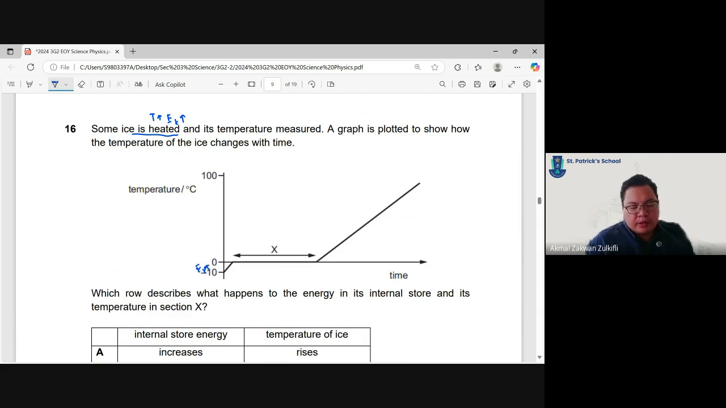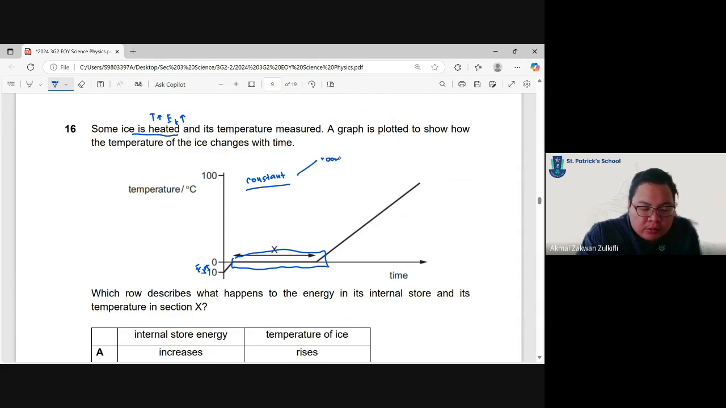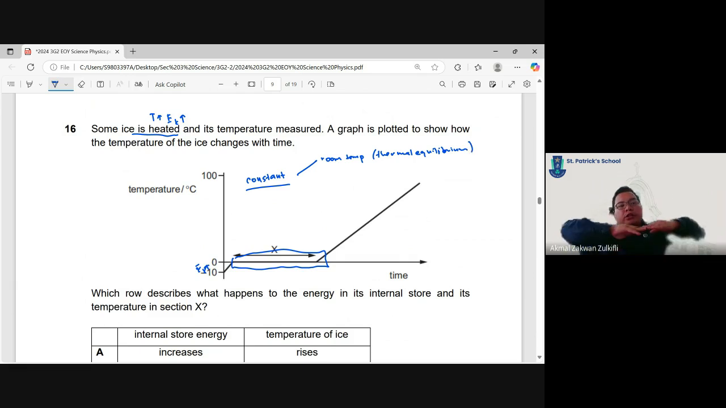Here the temperature remains the same. But it's being heated. So why does it remain the same? Every time you see a temperature-time graph, and you see that there is constant temperature, two things can happen. Number one, it is at room temperature. That means it has reached thermal equilibrium. It will not change anymore. Once it reaches thermal equilibrium, it will stay at that room temperature unless you continue to heat it or you continue to cool it.